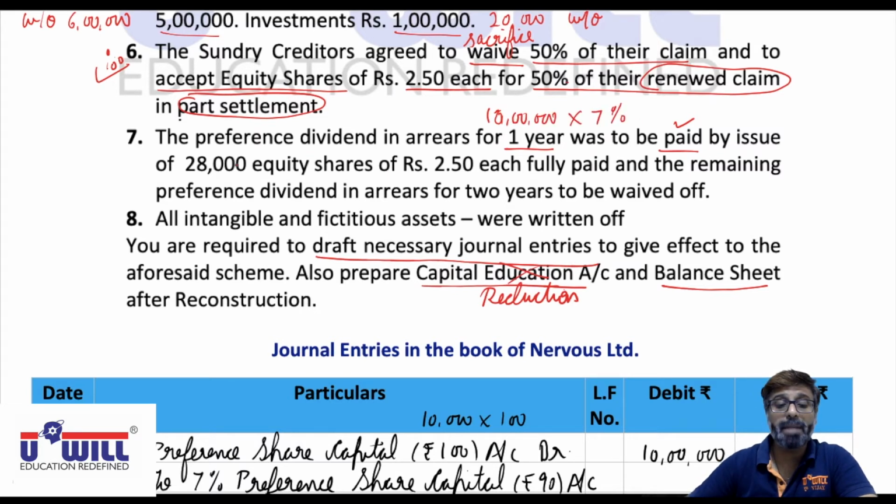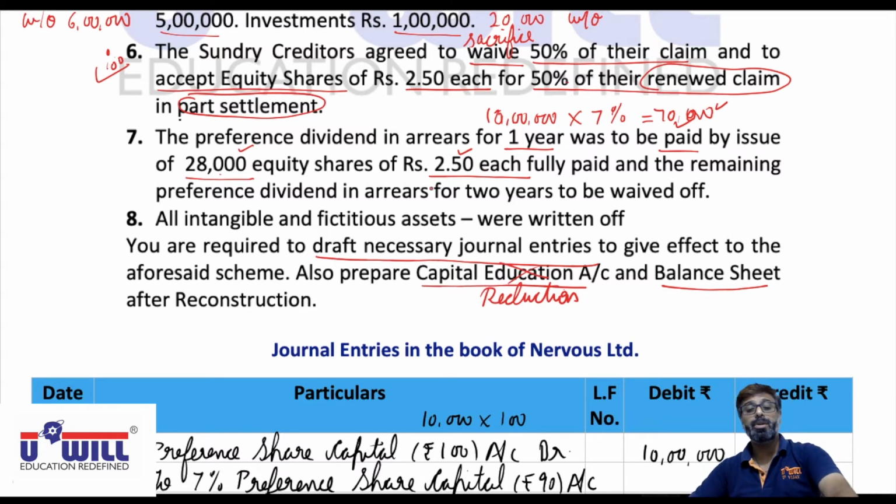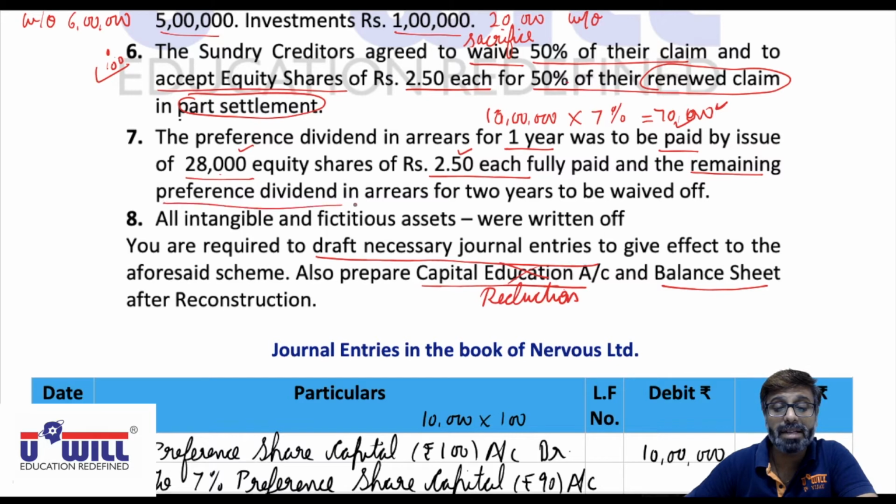Now this was to be paid by issue of 28,000 equity shares of rupees 2.5 each. You can cross check. 28,000 into 2.5 also comes to 70,000. Okay, so to settle this 70,000, we have given 28,000 shares of 2.5. Try it in calculator, every one of you. 28,000 into 2.5 equals to, do you get 70,000 or not? Yes. Fully paid, and the remaining preference dividend in arrears for 2 years is to be waived off. Waived off means sacrificed. For that there will be no entry.